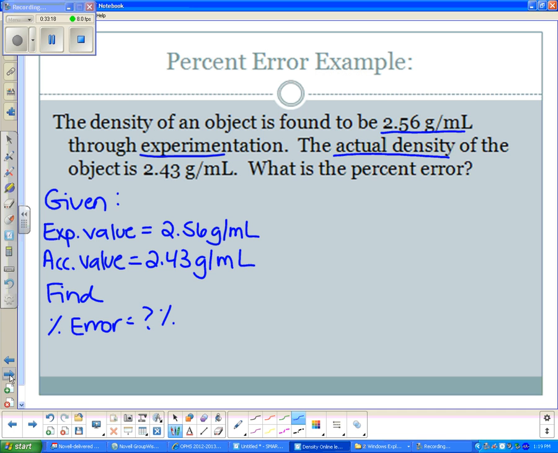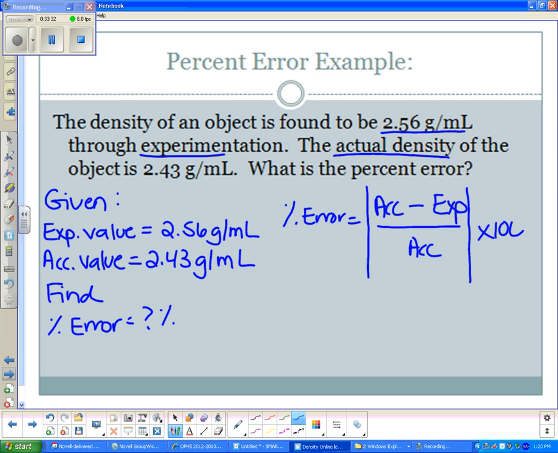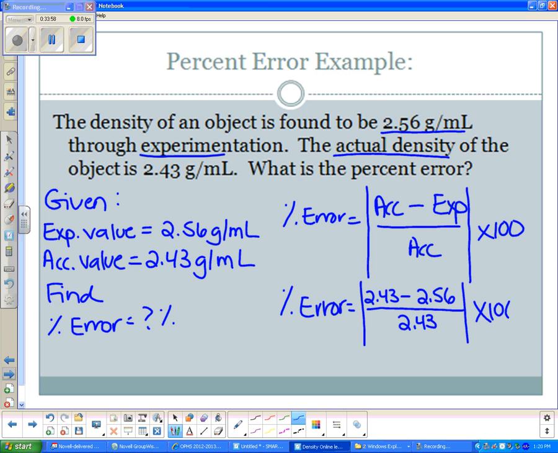Okay, so back to our formula, the percent error equals, and if you want to abbreviate here as well, you can, the accepted minus the experimental divided by the accepted times 100. Okay, let's plug in those numbers. You can leave the units out here if you want to because it gets a little crowded. So we have 2.43 minus 2.56. And we're going to divide that by 2.43. Then multiply it by 100.